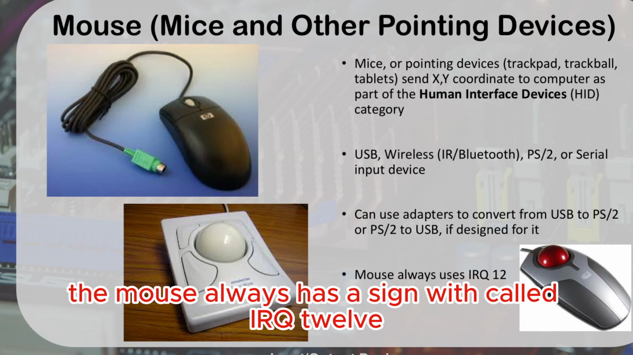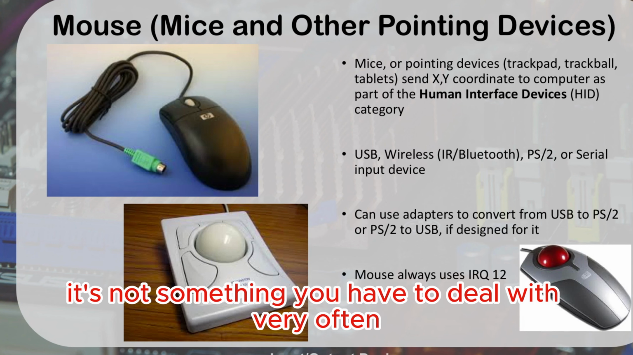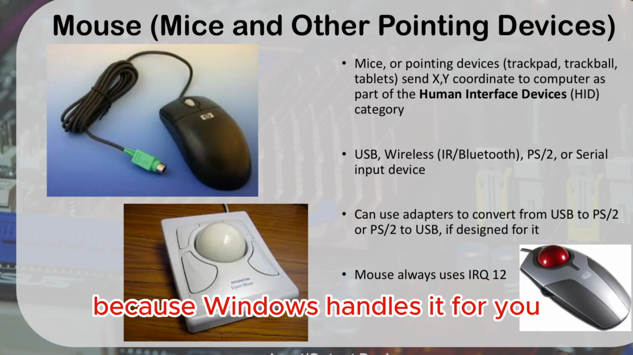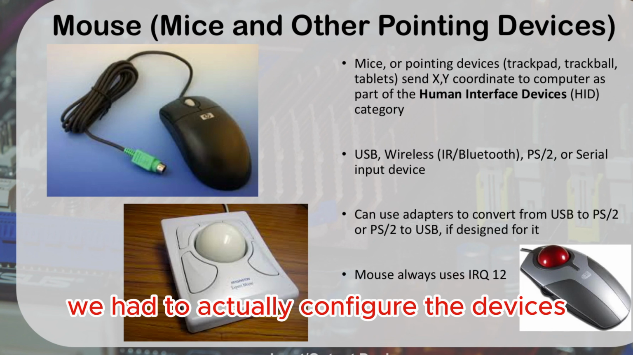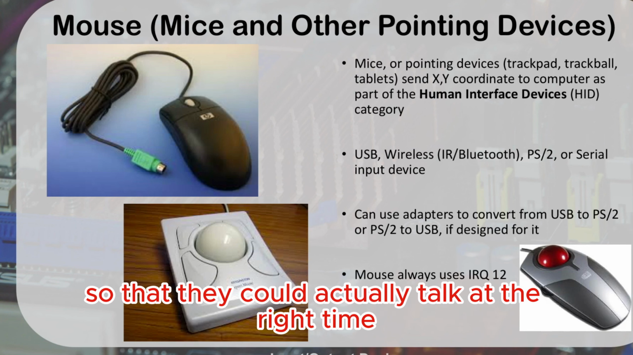The mouse is always assigned what's called IRQ12, which is the interrupt request. Again, on modern machines, it's not something you have to deal with very often because Windows handles it for you. On the old systems, we had to actually configure each device to have its own interrupt so that they could talk at the right time.